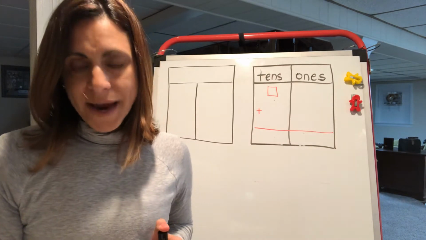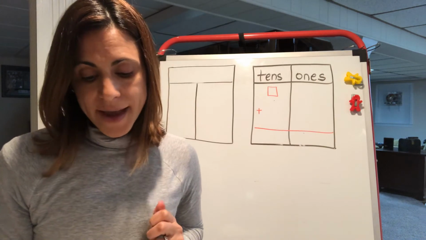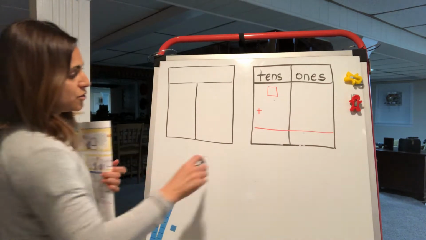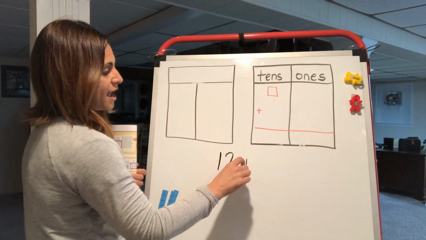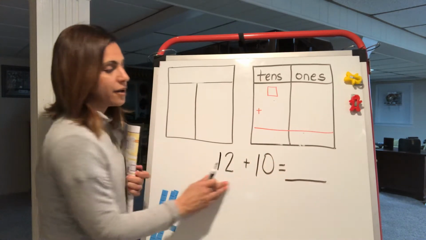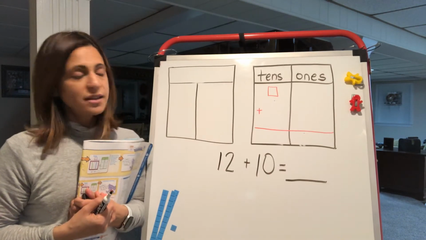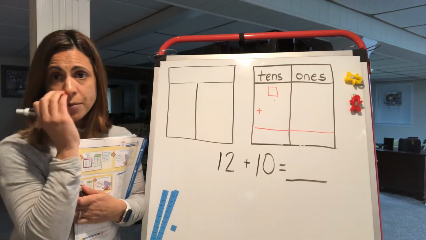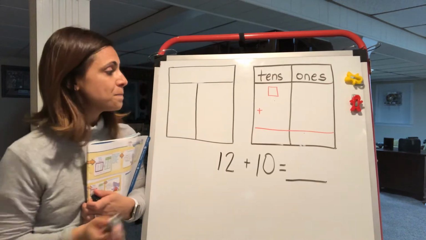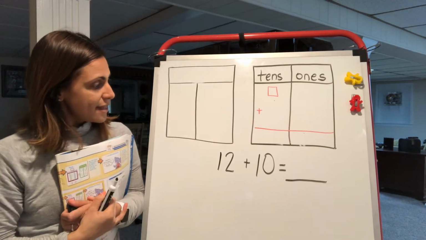Barry has 12 red cars. He has 10 blue cars. How many cars does Barry have in all? Barry has 12 red cars and 10 blue cars. How many does Barry have in all? I hear in all, which means I am going to be adding my two numbers together. Let's break this apart and represent it on our part whole mat. This time I'm going to draw with my marker because you all don't have these magnets at home. And then we're going to put it on our vertical addition table, and then we're going to add it.